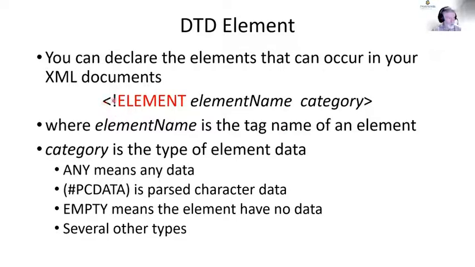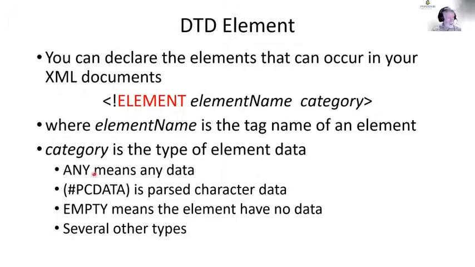It starts with an exclamation point, ELEMENT in capital letters, and then the element name. This is the tag name that appears in the XML file, followed by some sort of category, what kind of data is going to be in this element. You have to specify what you expect to see in this element. And there are all sorts of things. ANY means, well, it can be anything.